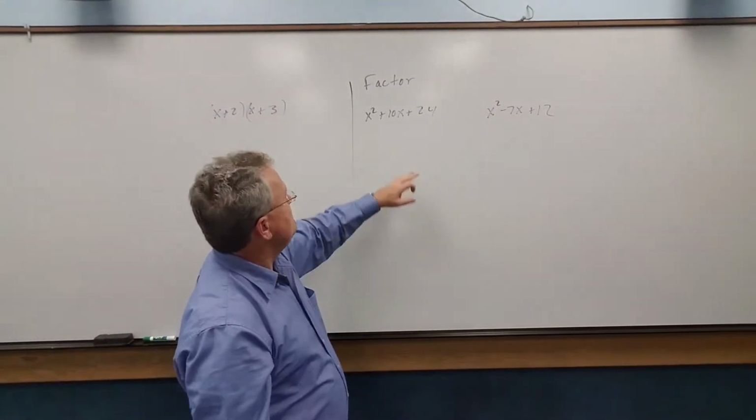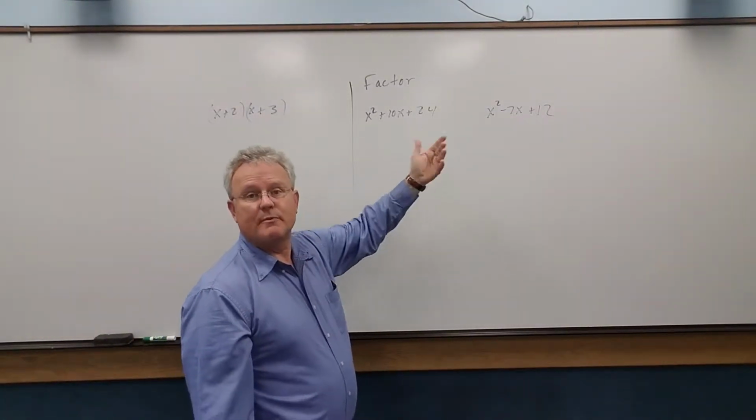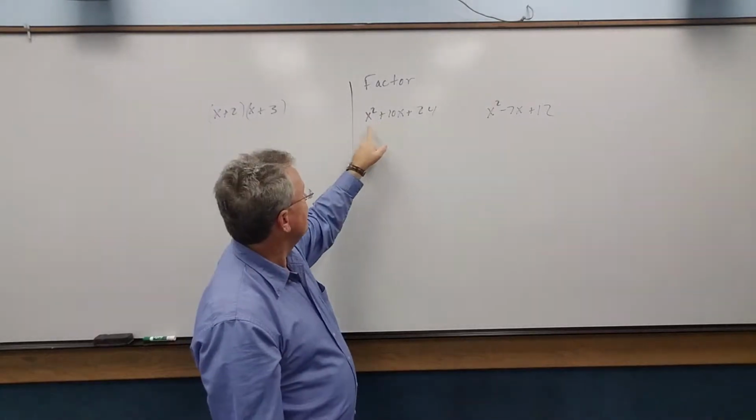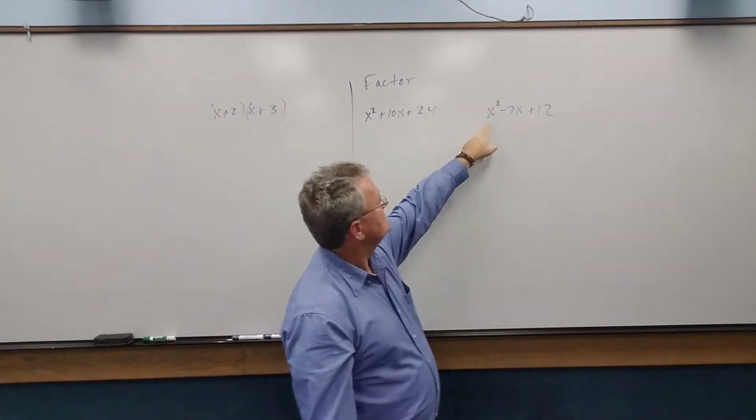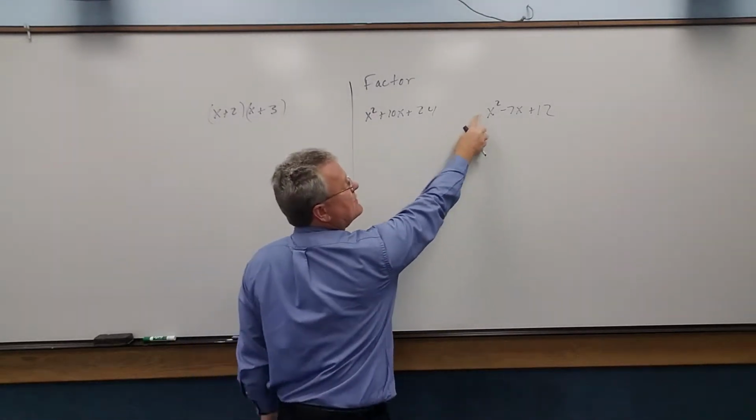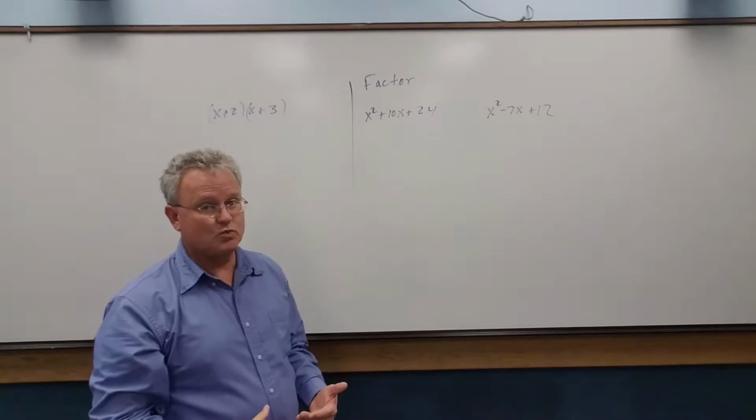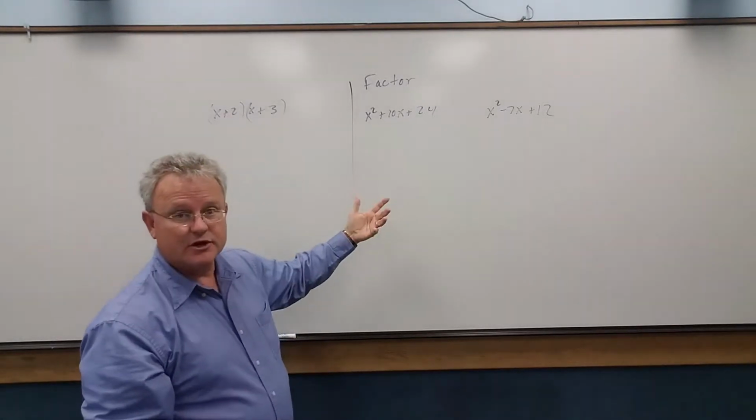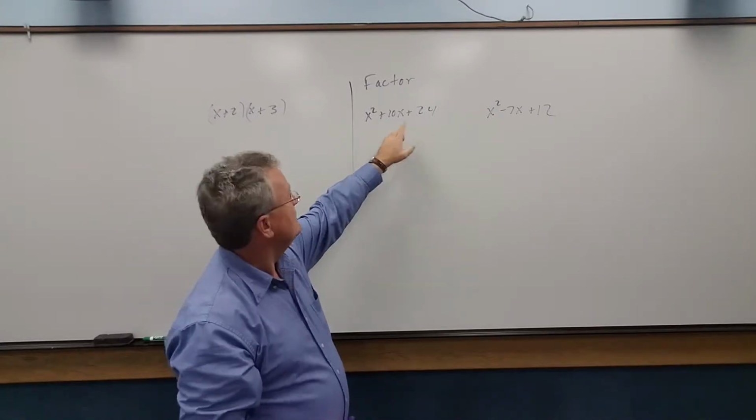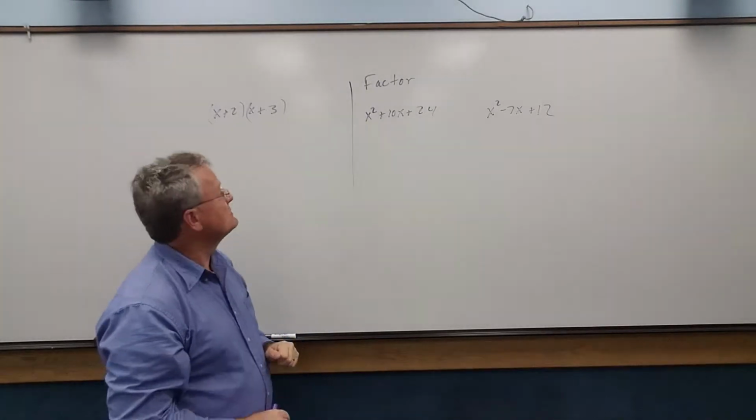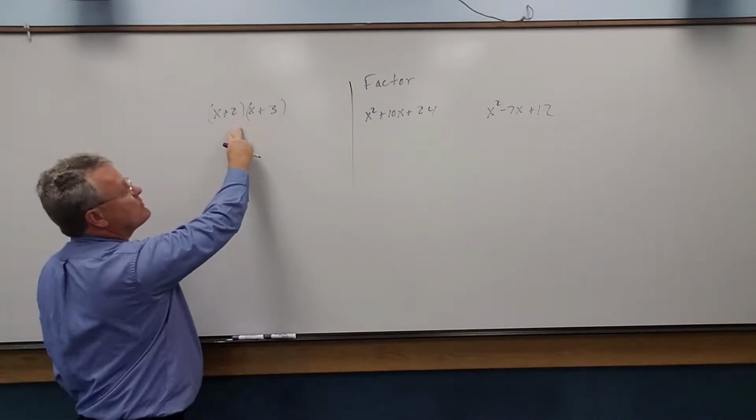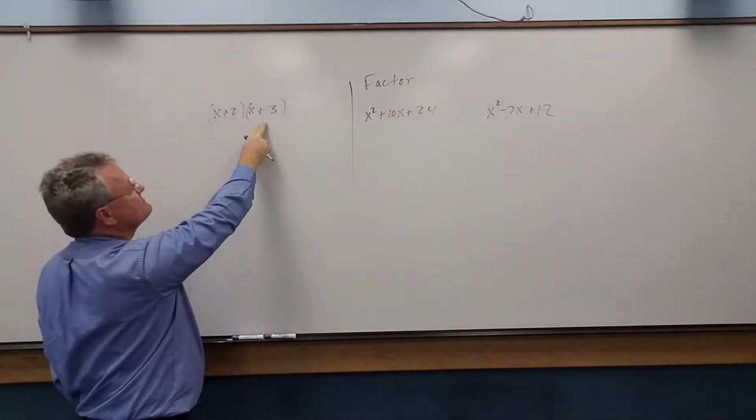In this video, we're going to factor trinomials. Remember, tri means 3, so that's a polynomial that has 3 terms. And the coefficient of x squared, the number in front of x squared, is 1. So the method we're going to use only works when we have a trinomial and the coefficient of x squared is 1.